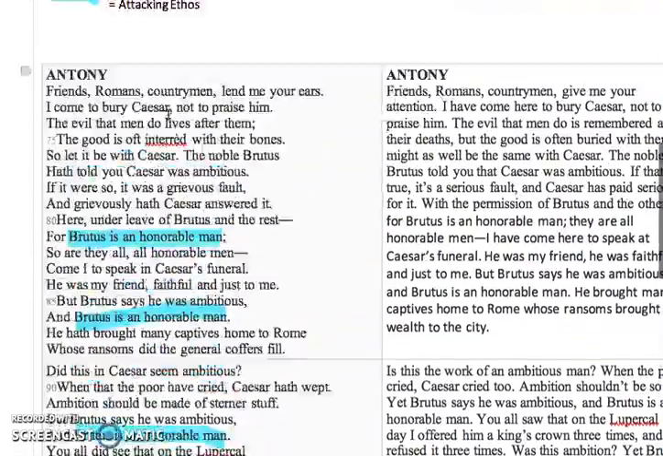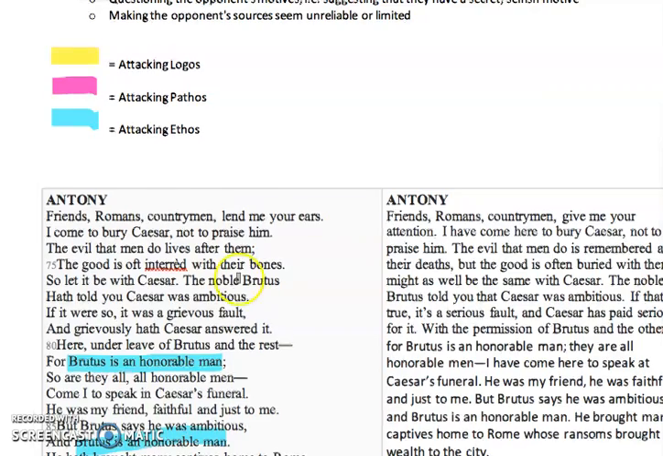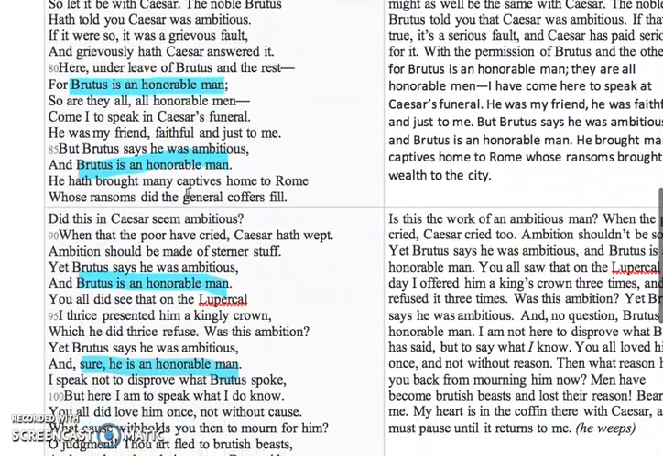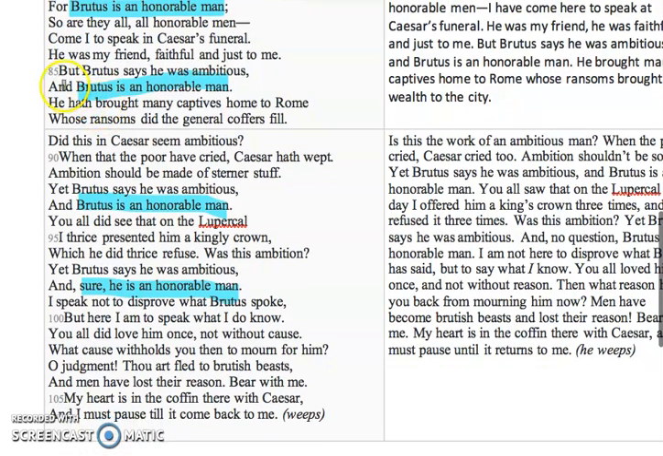Now, there's also several good examples right here of Antony attacking the logos of Brutus's positions. So Brutus says he was ambitious, right? So that's one of the claims that Brutus has made. And then Antony goes through and says, well, Caesar has brought many captives to Rome, whose ransoms did the general coffers fill. He's done a lot of things to help Rome. Did in this Caesar seem ambitious? When the poor have cried, Caesar has wept. Ambition should be made of sterner stuff. Yet Brutus says he was ambitious.